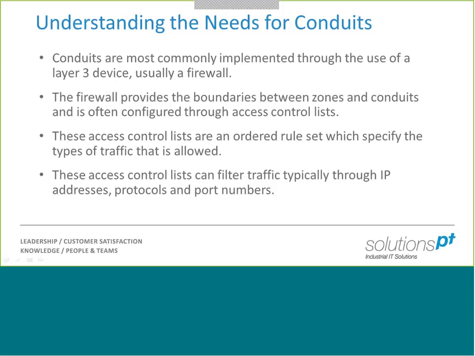Now, we can do this filtering through any number of ways. Most typically, we do it through IP addresses, protocols, port numbers. We can get more complex if we wanted to, and we can start filtering by certain options in the IP header and the TCP headers, UDP headers, that kind of thing. But most commonly, we'll be looking at IP addresses, protocols, and port numbers. Those are the three main things that we would configure in an access control list.